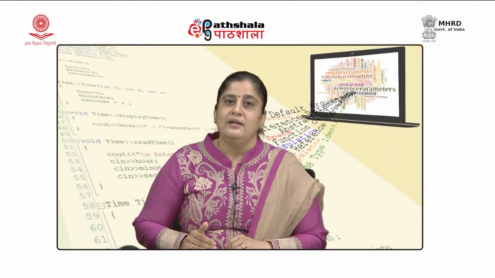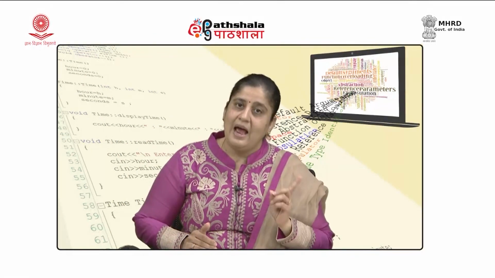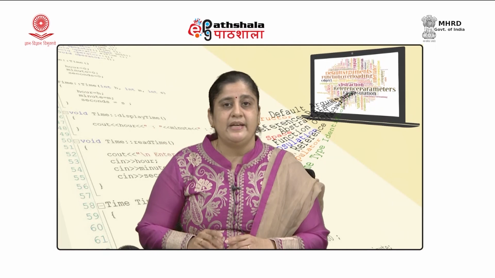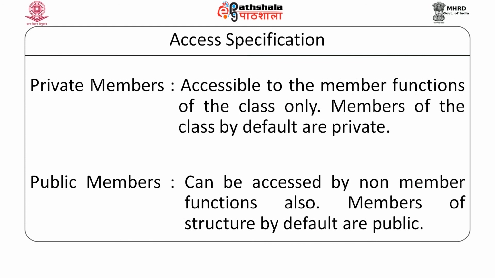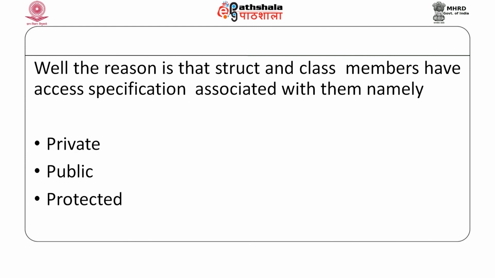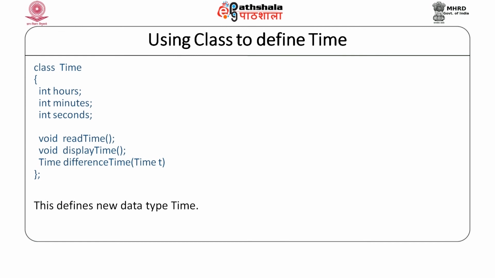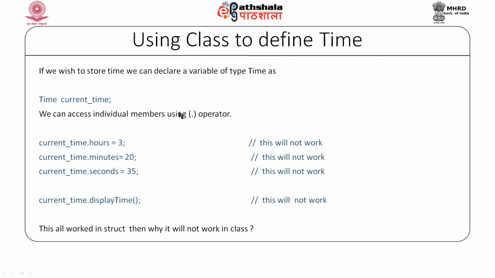Now, you would recall that in the class that we defined, we did not specify any access specification for any of the members. Let me go back to that class definition of ours. Here, when we defined the class time, we did not specify any access specification. We did not say that the members are private or public, but the default specification in case of class is private. Therefore, all of these members are private.